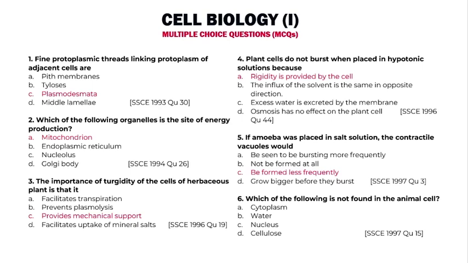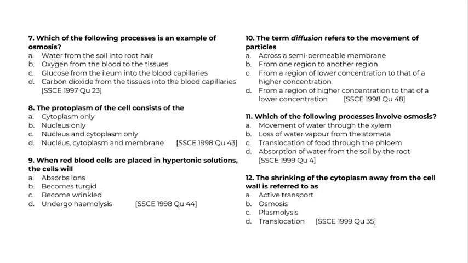Question number 6. Which of the following is not found in the animal cell? A, cytoplasm; B, water; C, nucleus; D, cellulose. Now, for an animal cell, we have the cytoplasm, we have water inside, we have the nucleus. So the only option that we do not have in an animal cell is D, cellulose, which makes up the cell wall. The cell wall of a plant cell is made of cellulose. Since we don't have a cell wall in an animal cell, we lack the cellulose as well.